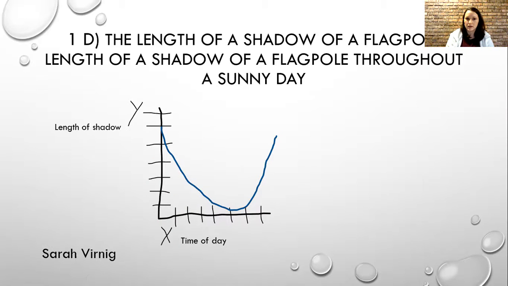And our last graph is to show the length of a shadow of a flagpole while the day progresses. So we have a sunny day, and we start out and the length of the shadow is short. But as the day goes on, it gets longer and longer. About noon, when the sun's directly overhead, it's going to be our shortest, and then as the day goes on, the shadow will get longer again. As we see on our graph here, the length of the shadow increases as the day goes on until we hit about the noon mark, and it will be the shortest, and then it increases again.